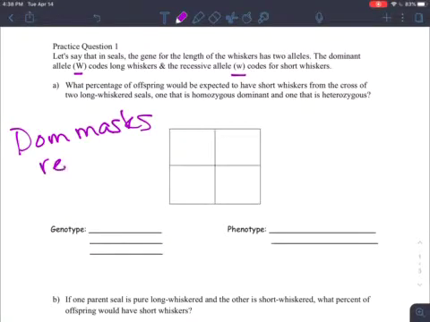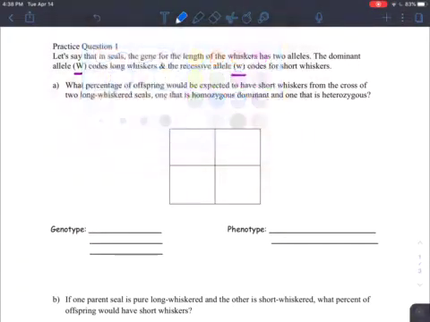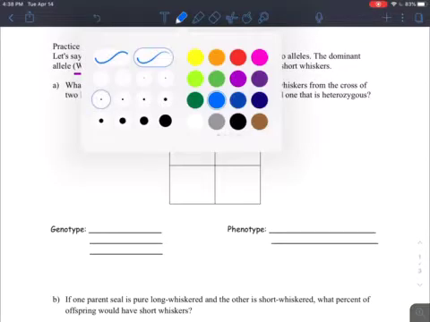In order to have the recessive show up, you need to have 2 copies of that little letter, which we'll talk about as we get into the squares. But just a reminder to you of that. Now, I go down here and I now have what percentage of offspring would be expected to have short whiskers from the cross of 2 long-whiskered seals, one that is homozygous dominant and the other that is heterozygous.